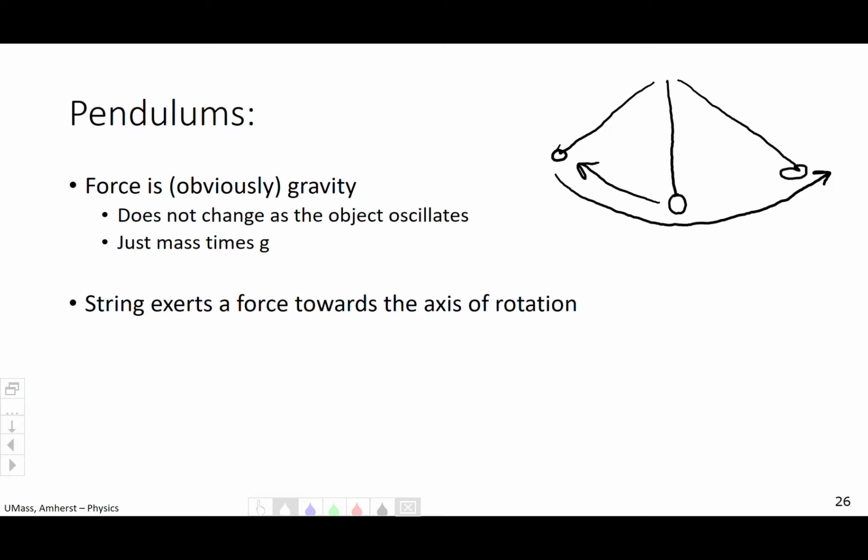As we move up, we have gravity that is pulling down. Gravity is pulling down. It wants to return us to this position. The force of the string, or whatever it is hanging on, this string will pull it in this direction. So one component in one direction, one component in the other. But the result is a net force that pulls it back to this equilibrium position.